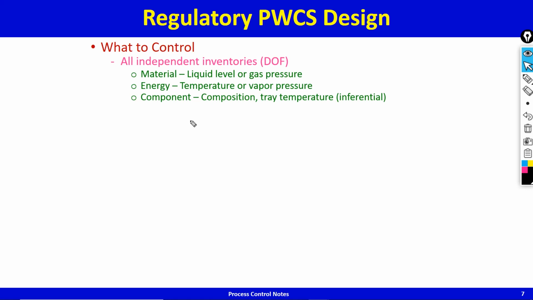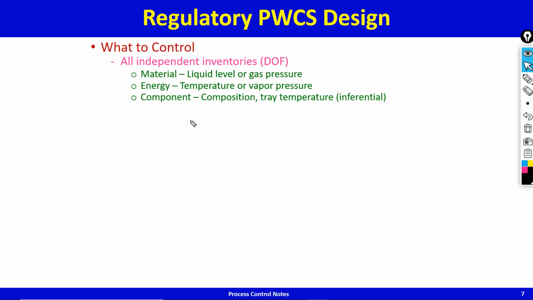If you have gas inventory, that will be reflected in gas pressure. Energy inventories are typically reflected in temperature, or if you are vaporizing something, in vapor pressure. Pressure of, for example, a distillation column is an example of the vapor inventory in the column, and if the pressure is increasing, that means you need to increase the cooling to close the energy balance, and so on and so forth. Component inventories are typically reflected in composition measurements.